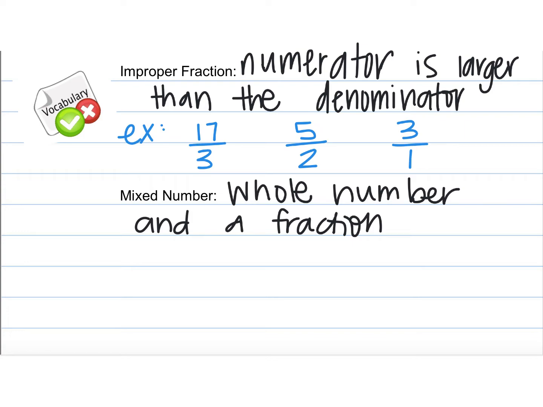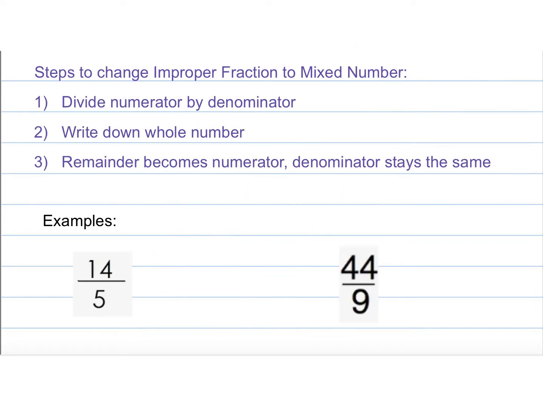Now, a mixed number is when you have a whole number and a fraction. So 1 and 1/4, 10 and 3/5. They are mixed numbers. So today we're going to work on going between improper fractions and mixed numbers and converting between the two. So pause, write down these steps.